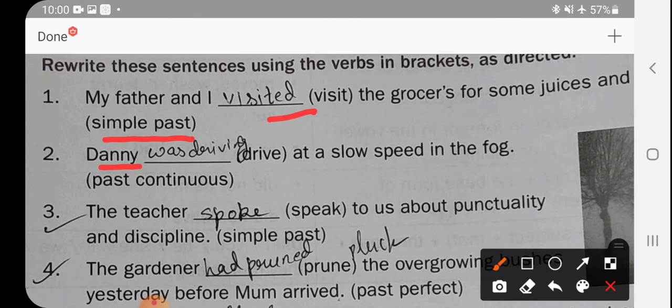Now Danny is singular and you have to convert drive into past continuous. Past continuous means the ing form followed by was or were. Now Danny is singular, so it will be was driving. Then the teacher speak. Simple past of speak means the second form of speak. It will be spoke. The gardener prune. Past perfect. Past perfect means you have to add had with it. Had plus third form. Had pruned.